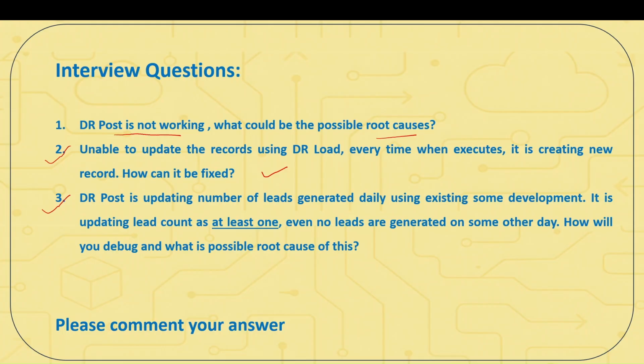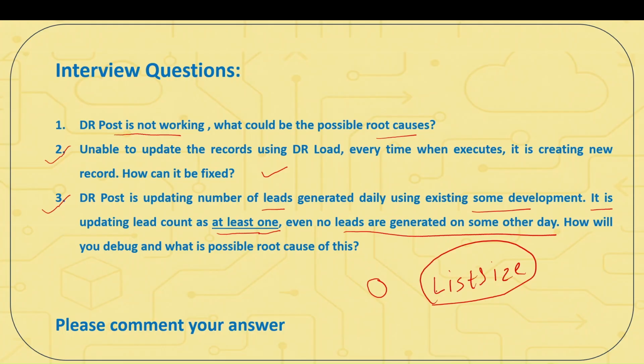What this question is saying: DataRaptor post is updating the number of leads generated daily using some development. There might be some Omni script, IP and DataRaptor post. What is happening here? It is updating the lead count as at least 1, even when no leads are generated on some other day. If no leads are generated, it should update the count as 0, but this DataRaptor is updating the count as 1. So how will you debug and what is the possible root cause? I explained this in one of my videos which demonstrates the list size. So this is a hint for this question.